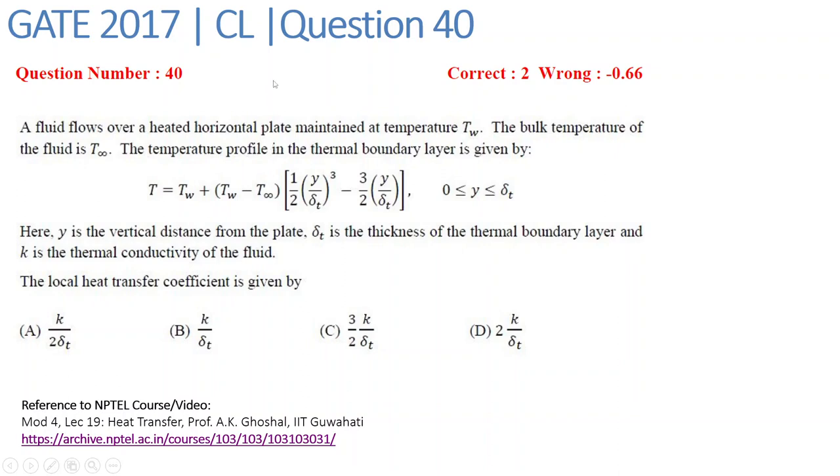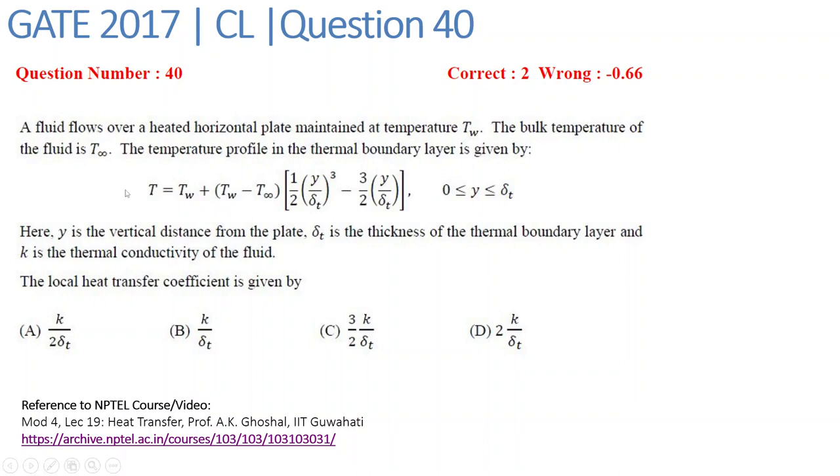The next question is question 40 of GATE 2017 chemical engineering paper, and the question is: a fluid flows over a heated horizontal plate maintained at a temperature Tw. The bulk temperature of the fluid is T infinity. The temperature profile in the thermal boundary layer is given by this equation. Here y is the vertical distance from the plate, delta T is the thickness of the thermal boundary layer, and K is the thermal conductivity of the fluid. The local heat transfer coefficient is given by which of the following options?